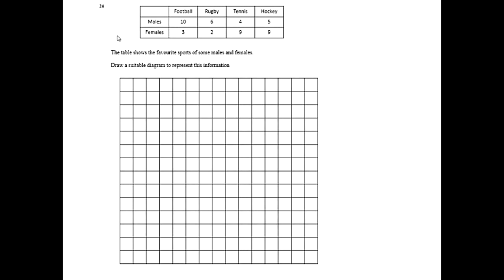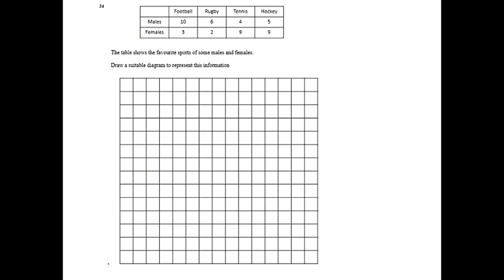This is a very common question that seems to come up on paper 2 quite a lot, where you have to draw a diagram to show some information like this. Now this diagram in particular is slightly different because it has two different things going on. You've got the football, rugby, tennis and hockey as you'd expect, but you've got males and females. When you've got two things to plot, you'll need to draw yourself a dual bar chart.